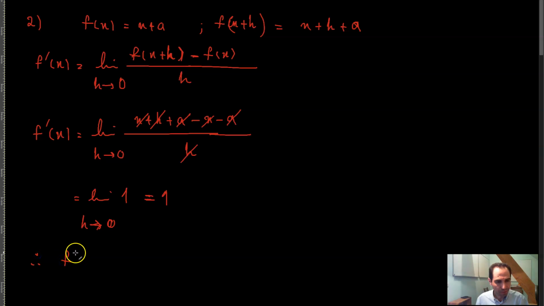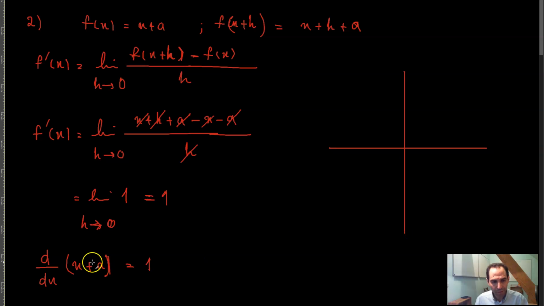And therefore d by dx of x plus a is equal to 1, which is actually the slope of this line, meaning that the line is x plus a. And if you take a as, for example, a is equal to 2, then the line becomes f of x is equal to x plus 2.